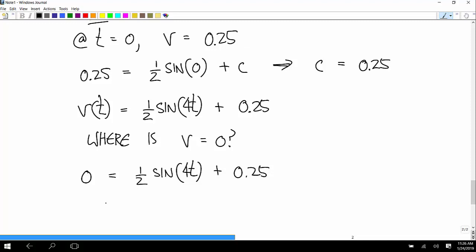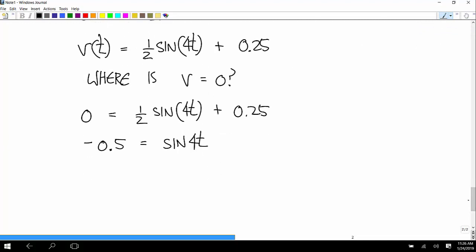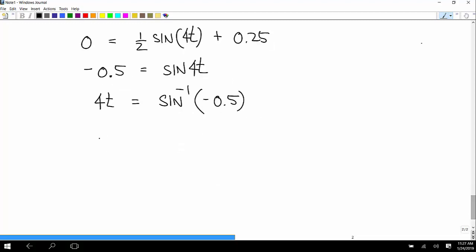And so negative 0.5 is equal to the sine of 4t. And then the inverse sine, okay, so 4t is equal to the inverse sine of negative 0.5. Anytime you're doing derivatives with trigonometric functions, you need to be in radians because the chain rule doesn't work any other way. So you need to use radians to do calculus with any trigonometric functions.